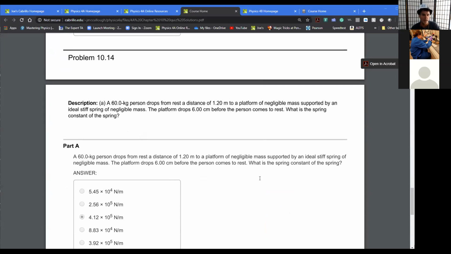Oh, you want to look at problem 10.14? Yes. A 60-kilogram person drops from rest a distance of 1.2 meters onto an ideal spring, and the platform drops another 6 centimeters. What is the spring constant of the spring?